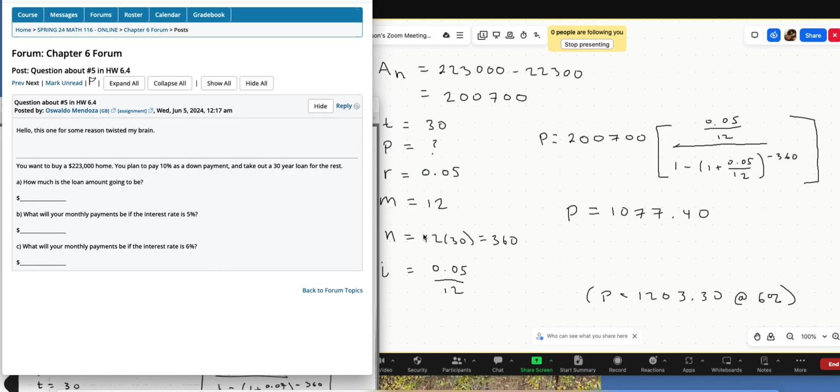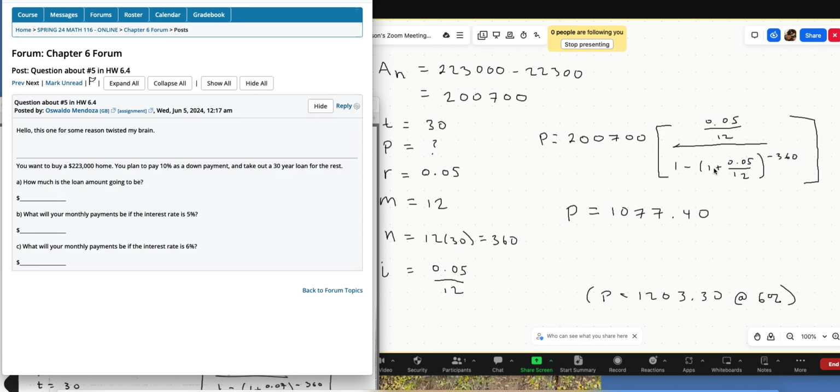And then my two calculated values again are N, so M times T for 360 total payments, and I is 0.05 divided by 12. And then after that, I just chunked everything into the formula, and that's what you're seeing over here. This is tough to get into the calculator.